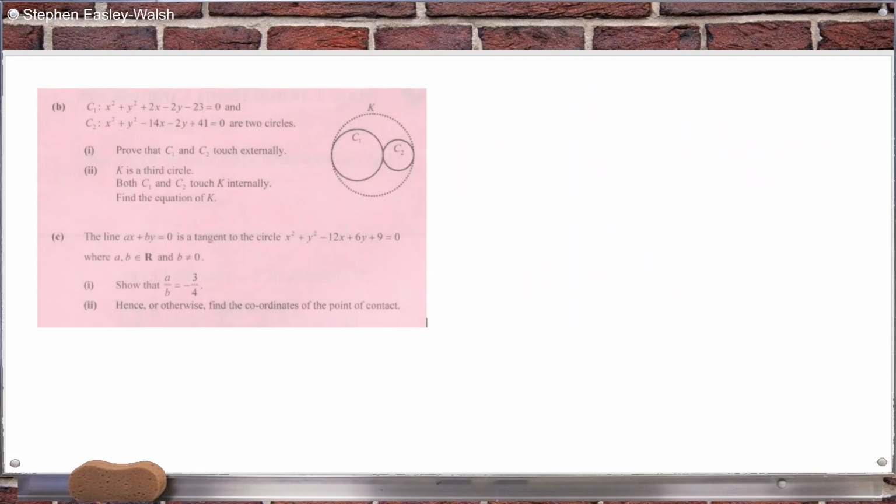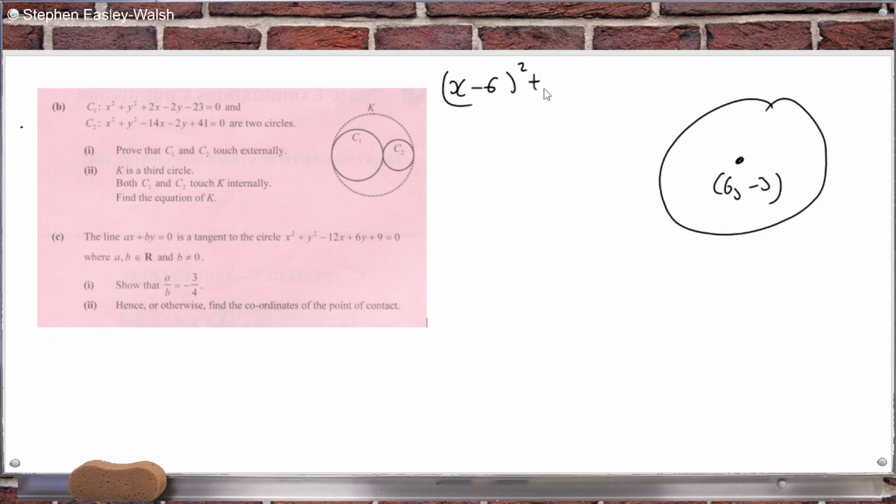I think perhaps perpendicular distance might work. So for that line to be a tangent, okay, this circle has a centre of (6, −3), I think. Let's complete the square again. That's (x − 6)² + (y + 3)². That's x² − 12x, that's y² + 6y. That'll make plus 36 and plus 9, plus 45, but I only need a plus 9. So I'll have to subtract 36. So that's equal to 6².